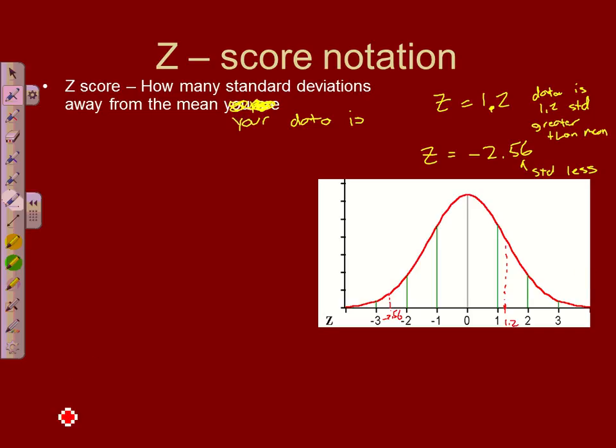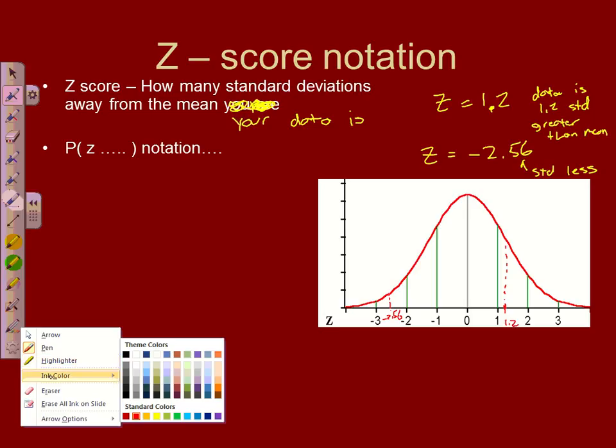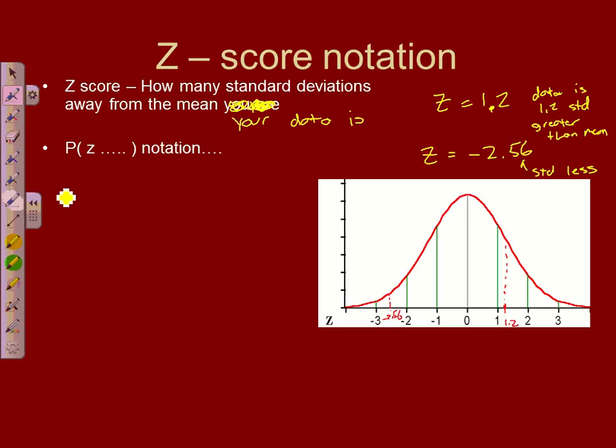Okay. Now, instead of saying what is the percentage of your data points that is greater than 1.2, there is a shortcut notation. This P with parentheses z notation is a shortcut notation to ask questions quickly.